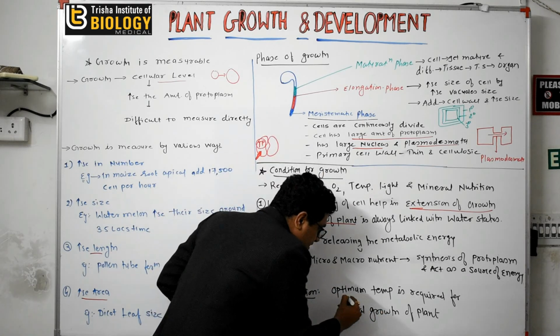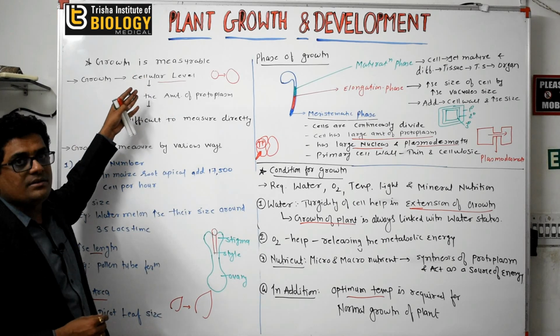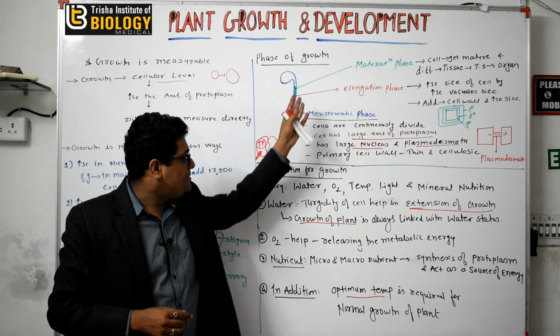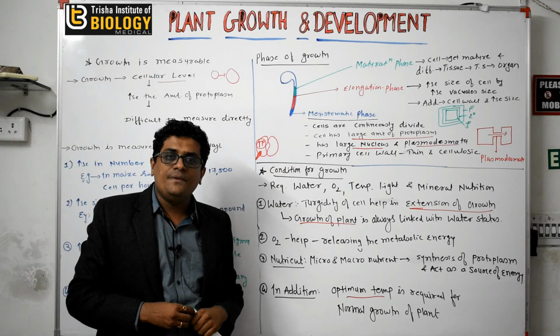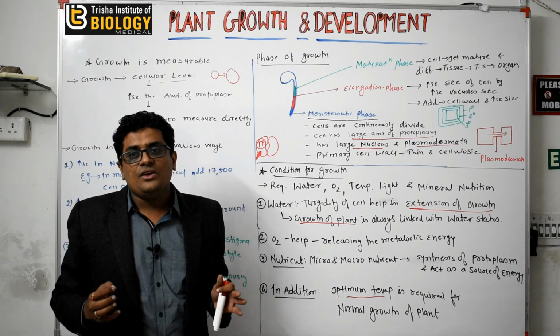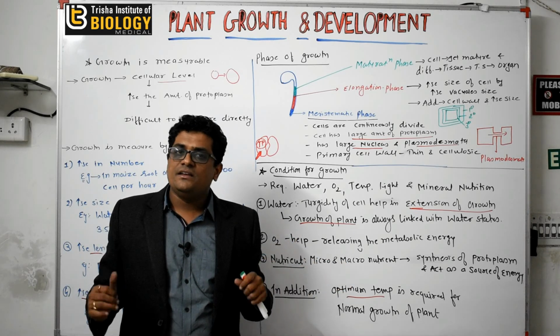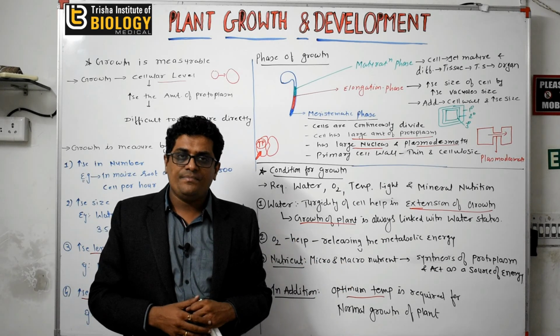So always for the proper growth and development of the plant, the optimum temperature is required. Okay, so this is all about the measurement of growth, phases of growth, and the conditions for growth. Now in the next video we will discuss the growth rate. There are mainly two types of growth rate, arithmetic and geometric growth rate. Okay, thank you.